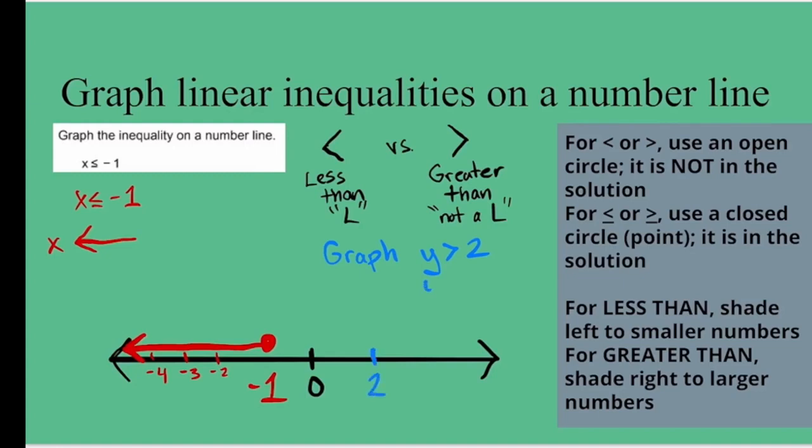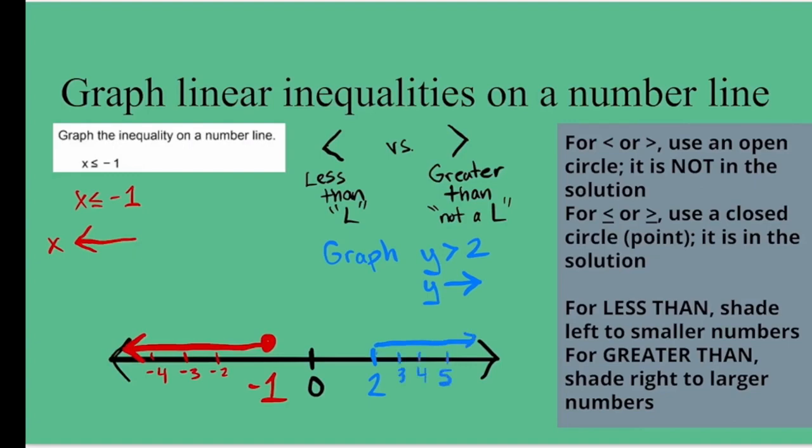Because my variable is on the left and my inequality is pointing to the right, I know that my y values are going to go to the right. So we're going to go to the right of 2. To the right of 2, 3, 4, 5, those numbers are greater than 2.